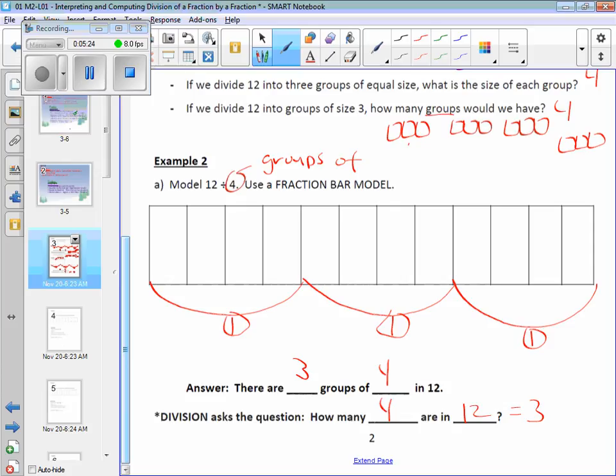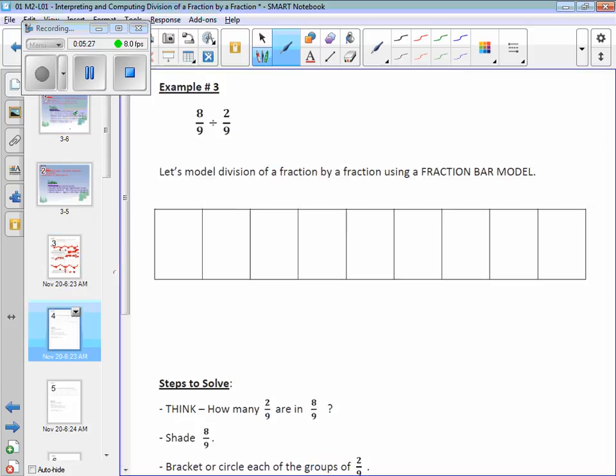All right, let's look at our first fraction model on the next page. 8/9 divided by 2/9. Now, I'm just curious. Is there anybody that knows the answer? Nick, do you know what the answer is? What do you got? 8/9 divided by 2/9. Good guess. And what do you think? 4/1. Interesting. What do you think? Just 4. 3/1. 4/9. 4/1. Here's how you model it.